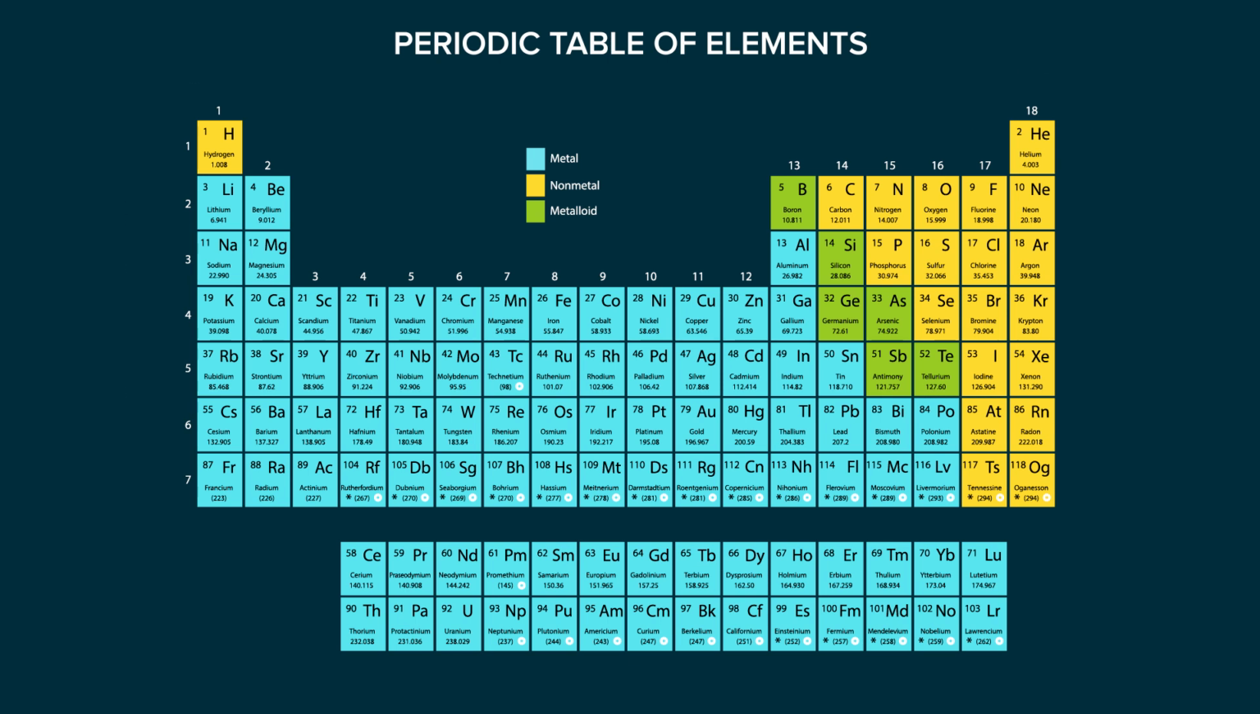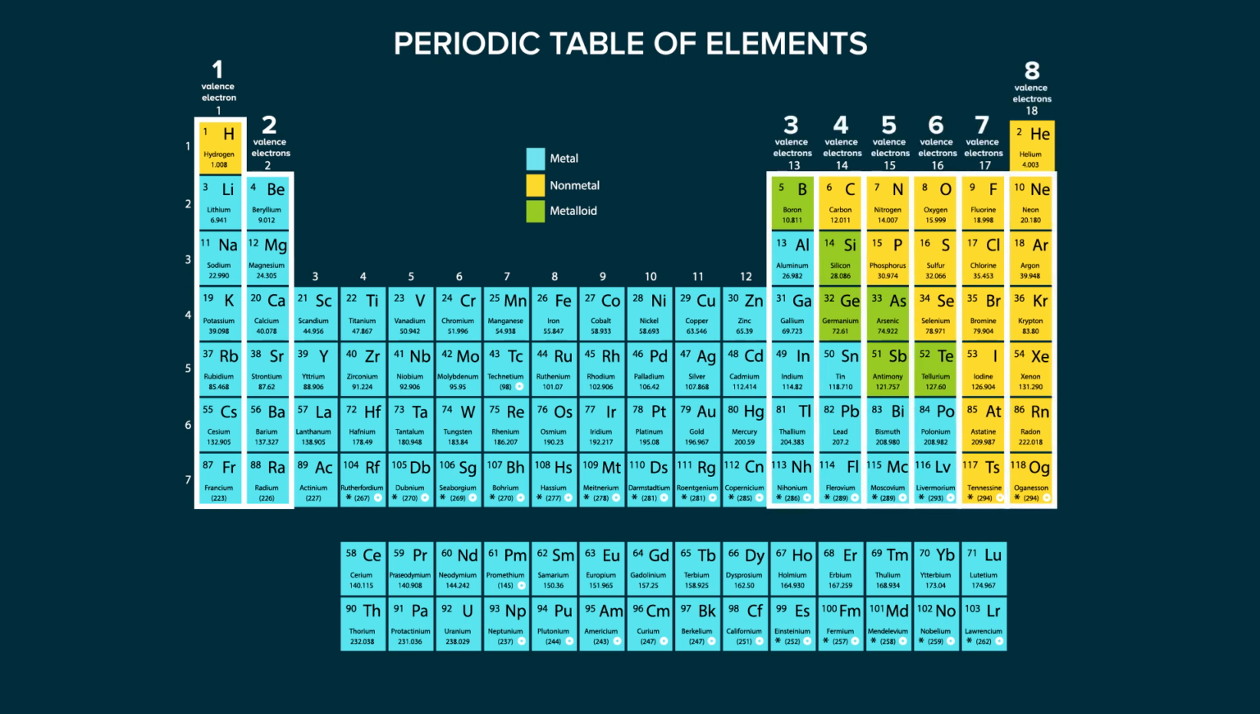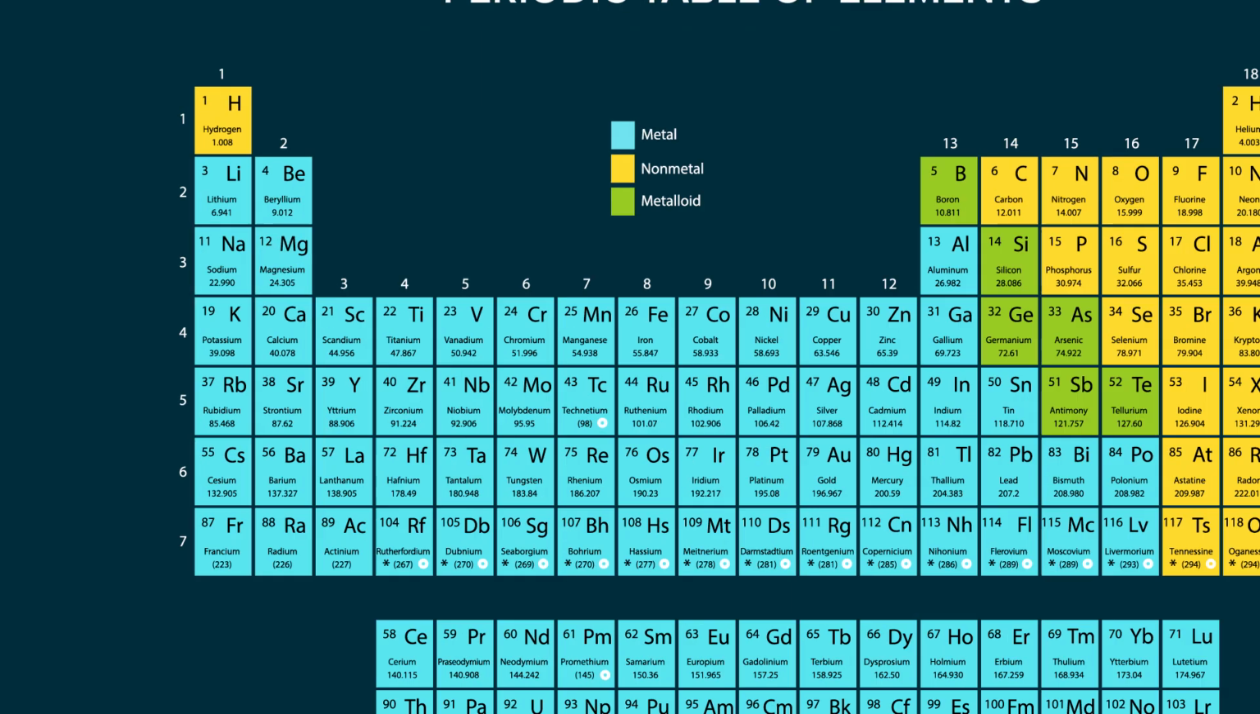Elements in a group have the same number of valence electrons, which are the outermost electrons of the atom that participate in chemical bonding. Elements in group 1 have 1 valence electron each. Elements in group 2 have 2 valence electrons each. The same pattern is seen in groups 13 through 18. The only exception to this pattern is helium. Atoms of helium have only 2 valence electrons.